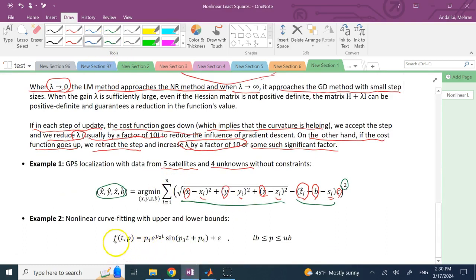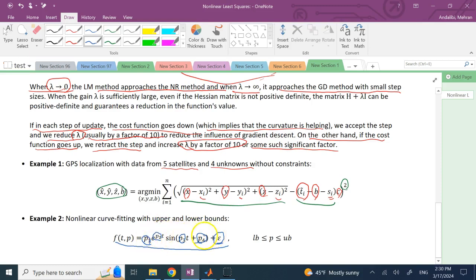So the function I have is a damped harmonic, right? So it's P1, the amplitude, times e to the P2, the exponential term, sine of P3 t, the frequency, plus P4, the phase, plus some random noise. Okay? So I have some data. I measured some data from a vibration test, right? Let's say, which is the damped vibration of a system. And I want to estimate the amplitude of the vibration, the frequency of the vibration, the phase of the vibration, and this exponential, which is the decaying term, right? That is negative zeta omega n.